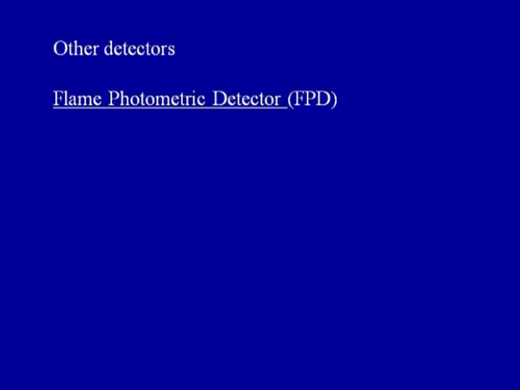Now, there are other detectors also. What we have discussed were the most common types of detectors, but there are other detectors also, like, say, the flame photometric detector, which exploits the fact that phosphorus and sulfur containing analytes emit light when they are burned in an FID type detector, and this light is detected and quantified. The detection limit can go up to 1 picogram for phosphorus containing compounds and 20 picogram for sulfur containing compounds.